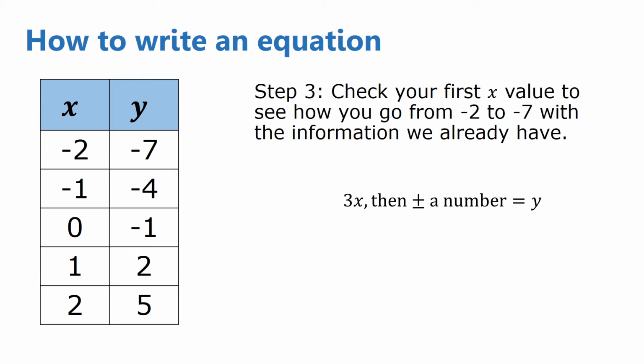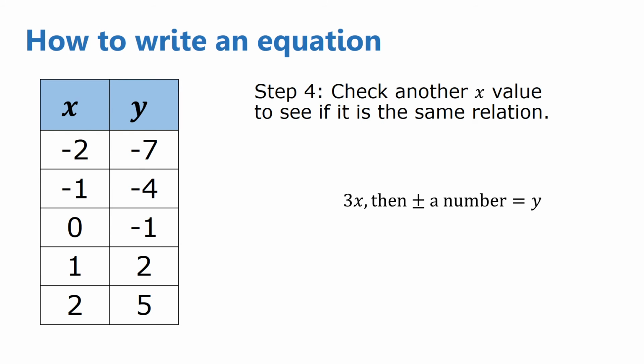Step 3. Check your first x value to see how it will go from negative 2 to negative 7 with the information we have. So far we know if we multiply 3 by our x value, we'd get negative 6. And then if we subtract 1, we'll get our y value, which is negative 7. Step 4. Check another x value to see if the same relation holds. So if we multiply our x value in the second row, negative 1, by 3, we'll get negative 3. Then if we subtract 1, we'll get our negative 4. Yes, the relation holds.